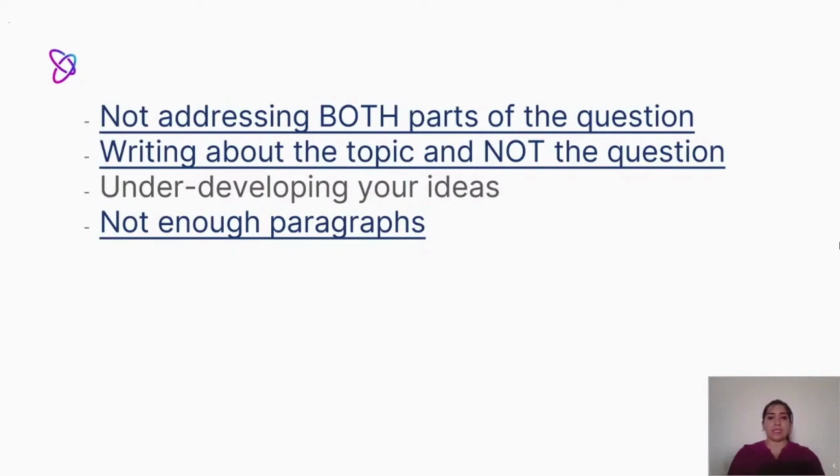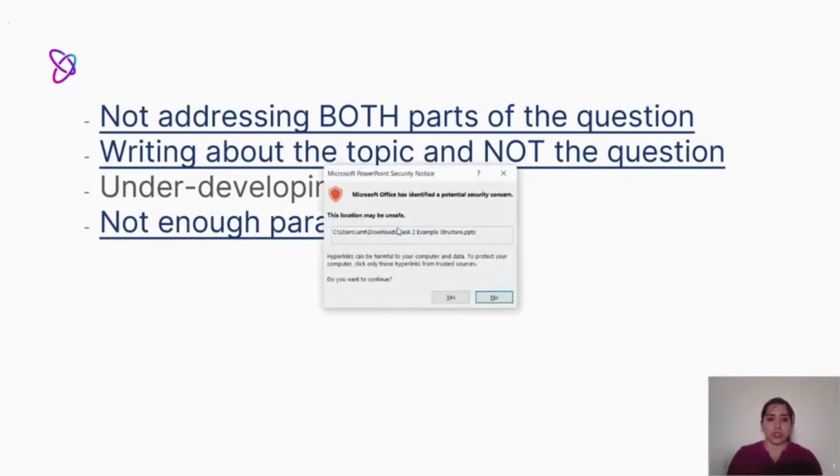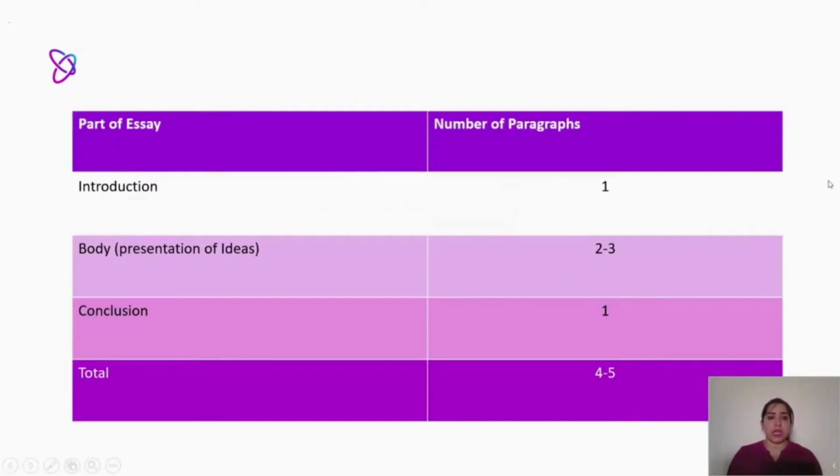And here's a tip for you. I have an example structure that you can use. I've given you the parts of the essay. This is mainly for Task 2. You should have an introduction, 1 paragraph for the introduction, maybe 2 to 3 paragraphs for the body. When I say body, that means your ideas. That's why I said previously, keep 2 to 3 main points and develop those in the body. So maybe 1 paragraph for each idea. Then you have your conclusion, which is 1 paragraph. So in total, you might have 4 to 5 paragraphs.